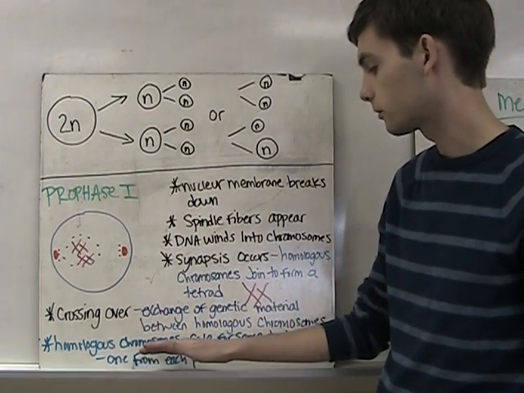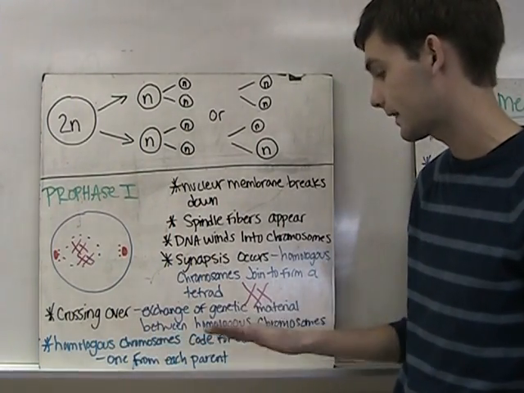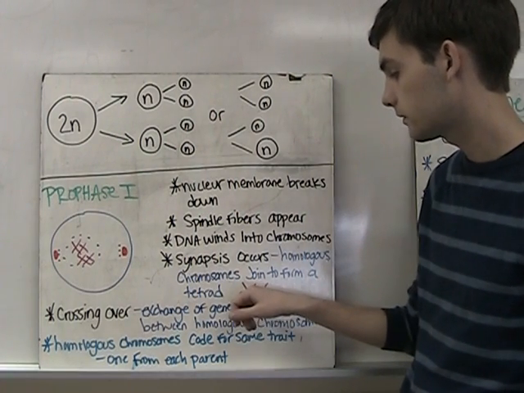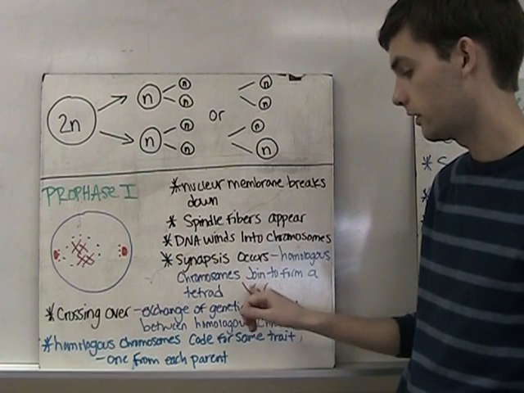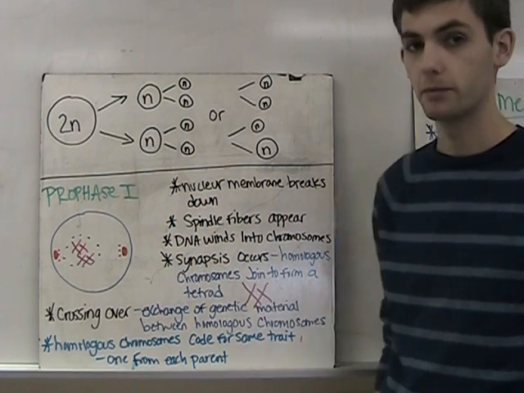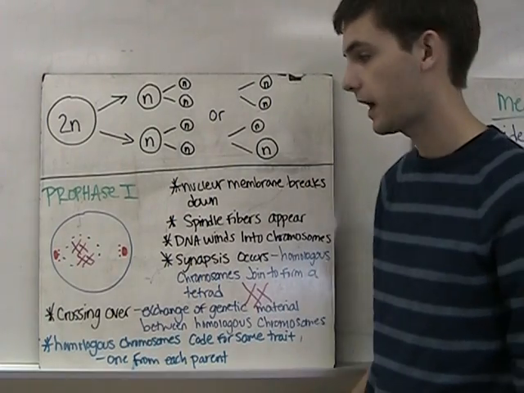Homologous chromosomes are chromosomes that code for the exact same trait or traits. We get 1 from each parent. So in this tetrad here, we could say that this chromosome came from mom and this chromosome came from dad. You get 1 from each parent.